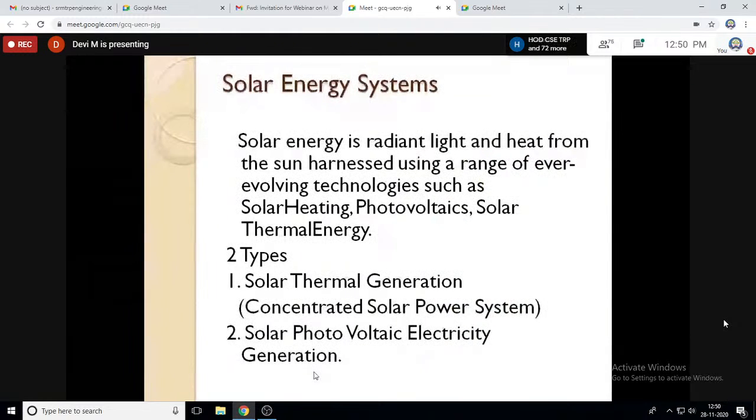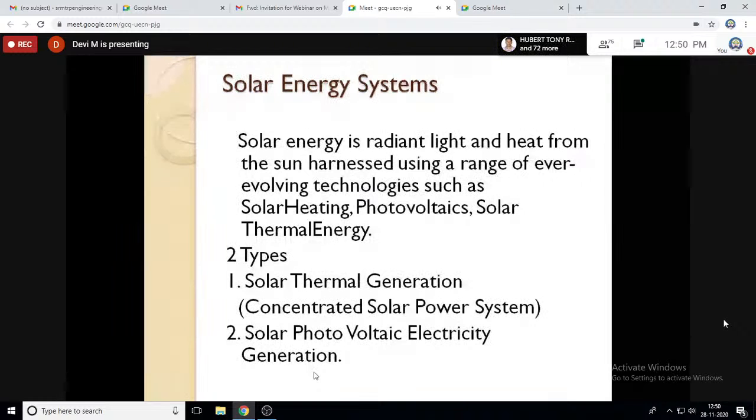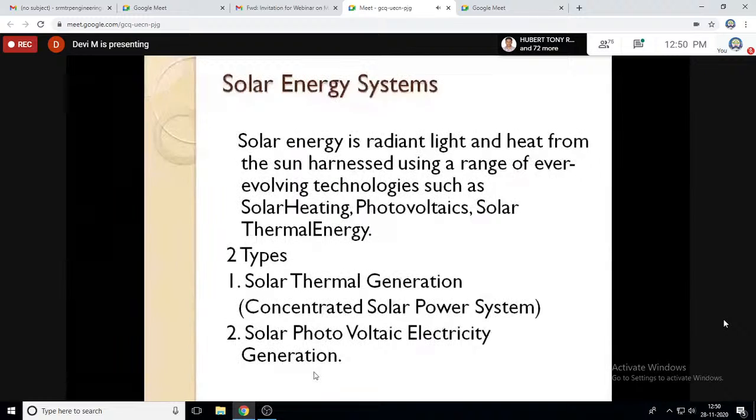Solar can be used by each and every individual. It is very low cost when compared to wind, biomass, and all the other renewable energy sources. Solar is very low cost compared to others. So from solar, you can take two types of energy. One is thermal energy, and the second one is light energy.